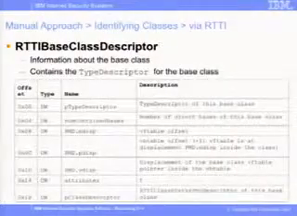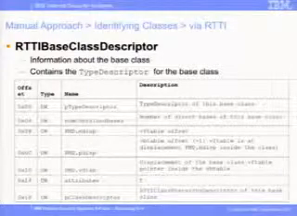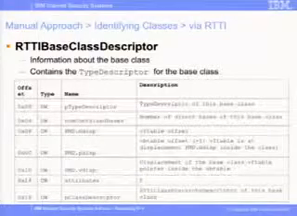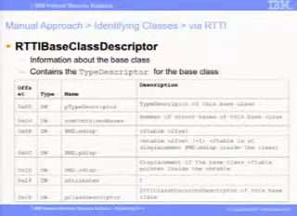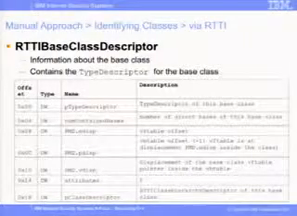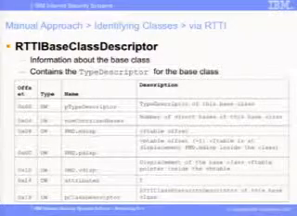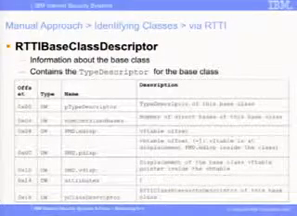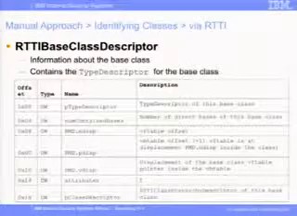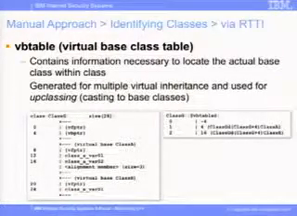So this is the base class descriptor. Each base class descriptor will contain a type descriptor for that base class, and then it contains the VF table offset. It will also contain the VB table, which we'll discuss on the next slide. So the VB table is used for multiple virtual inheritance, in which you will need to upcast to a specific class.